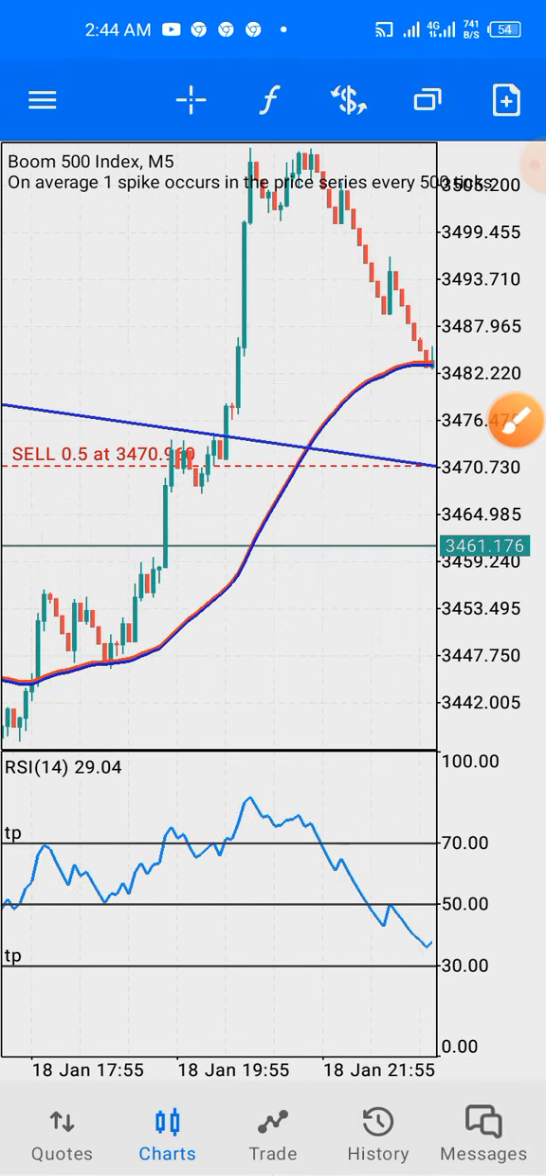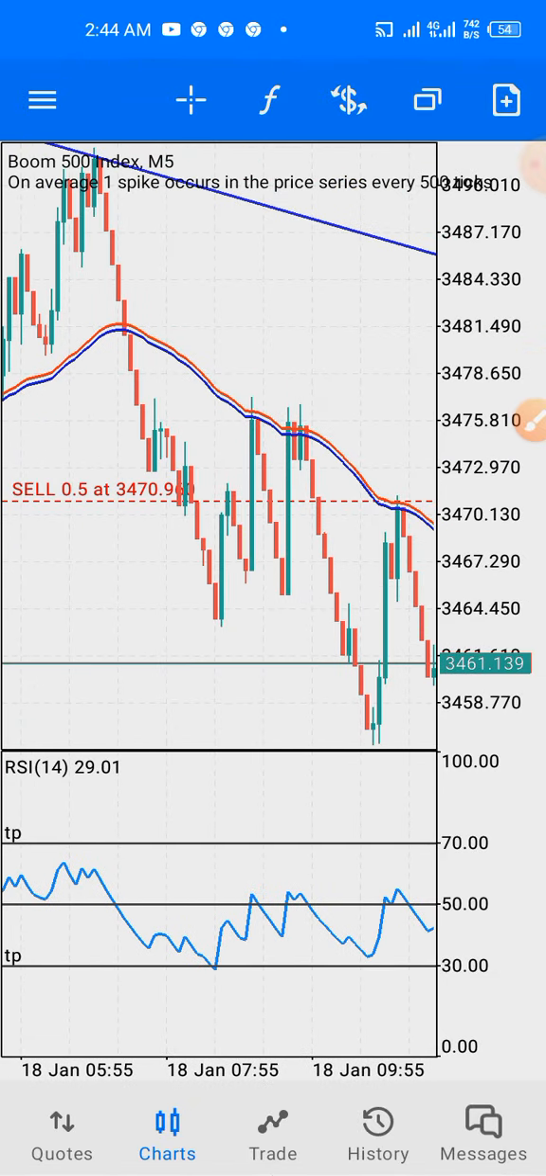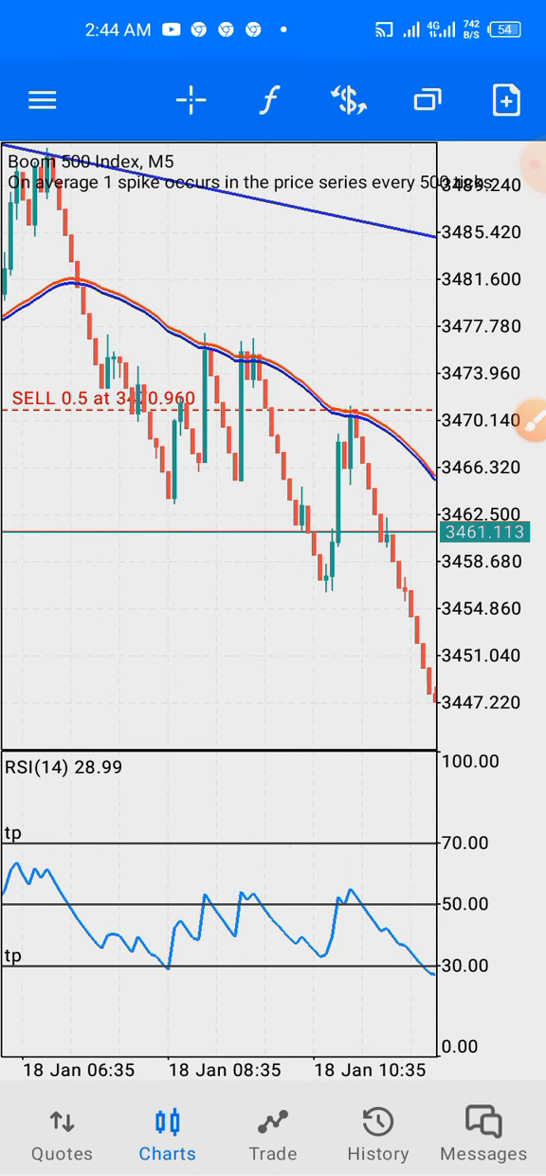This is the easiest way to catch spikes, guys. It works so massively. This strategy, guys, you don't need to struggle anymore with your trades. Look at this one again.